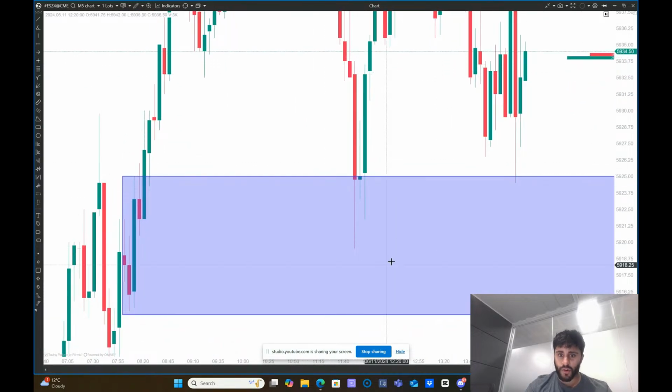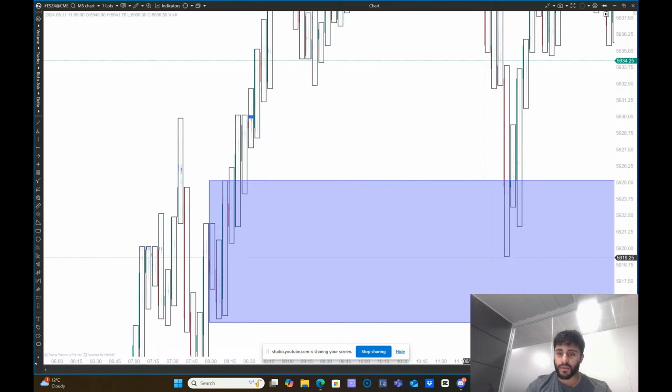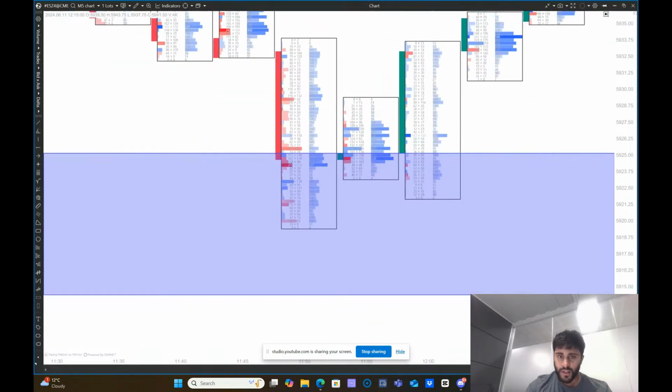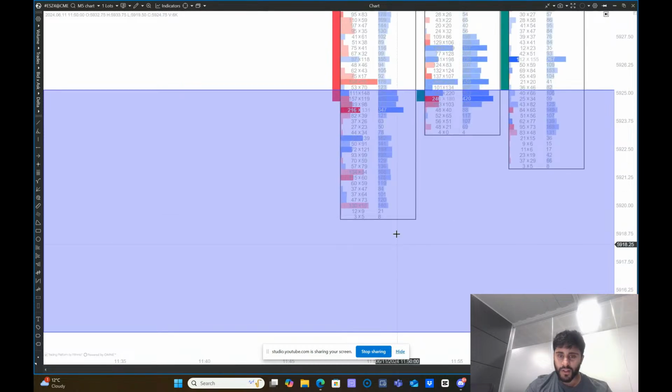I want to see two drives into this zone. That's part of my playbook. I want to see price mitigate the zone twice. So price has to come and sweep this area. Now, if we look over here, we didn't have a finished auction, right?